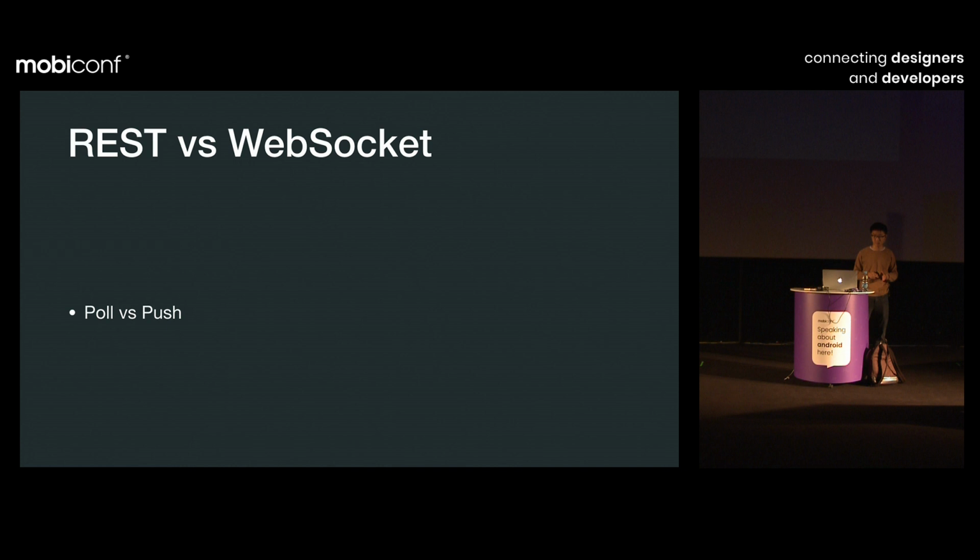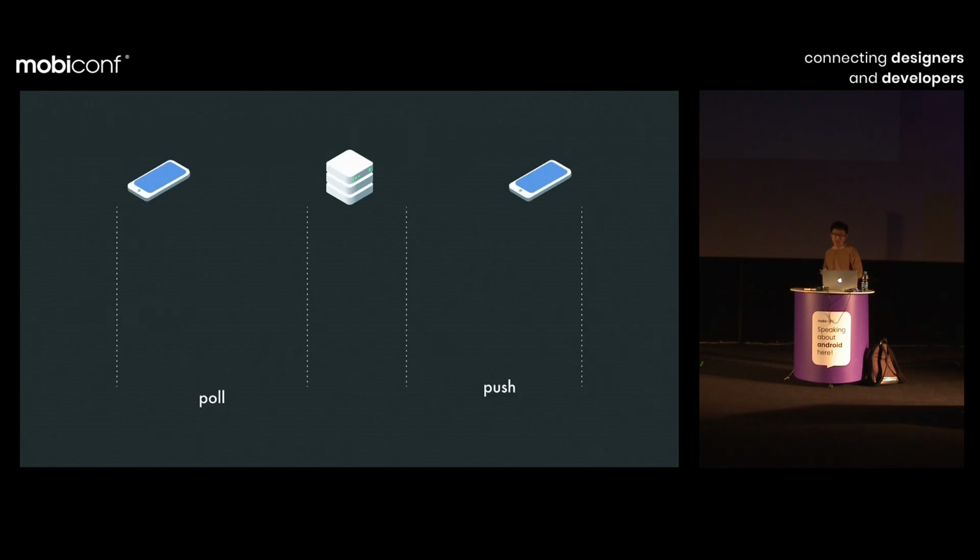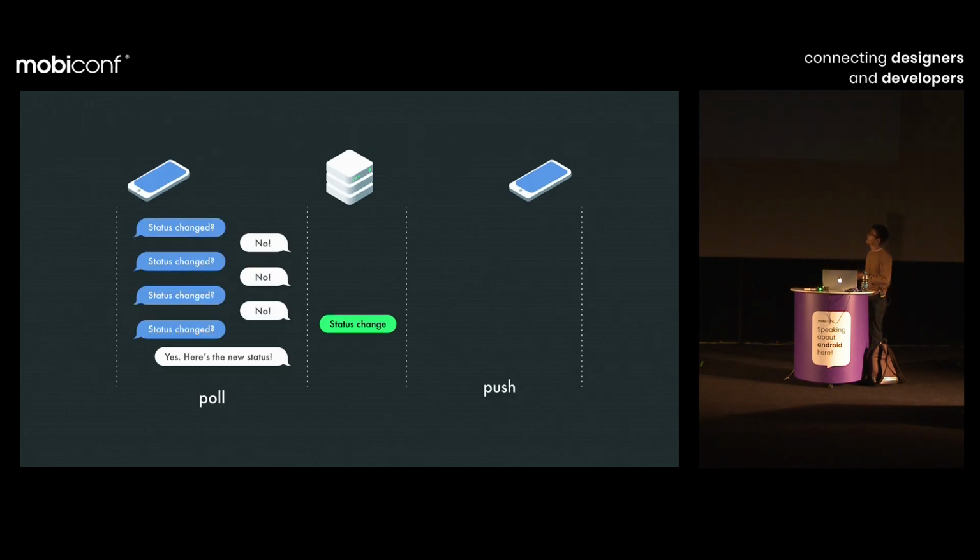Essentially, the difference between REST and WebSocket is pull versus push. Let's take a look at this graph. On the left, we have REST, where you have to poll for updates, and you have to ask the server again and again, right? On the right, we have WebSocket, where you can just subscribe, and messages will be pushed to you.